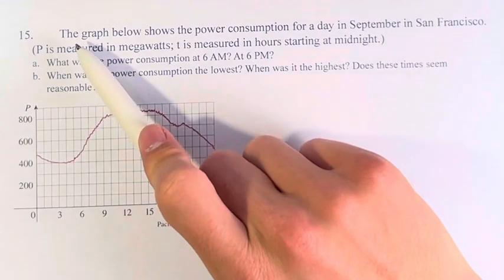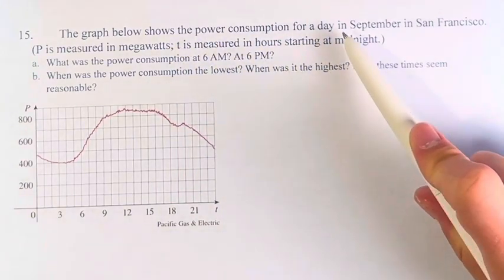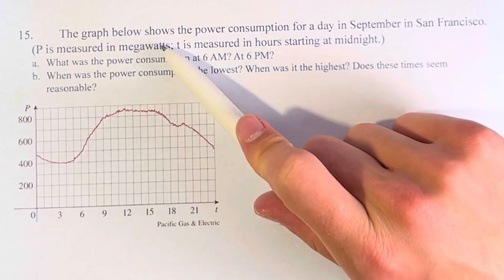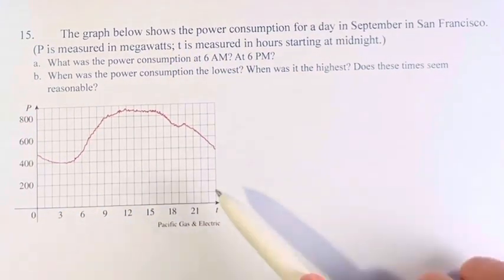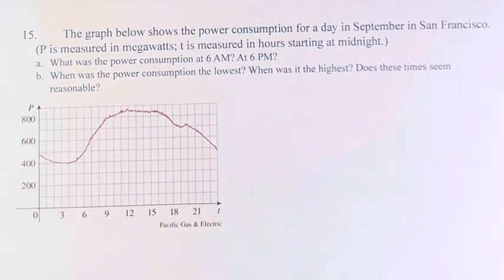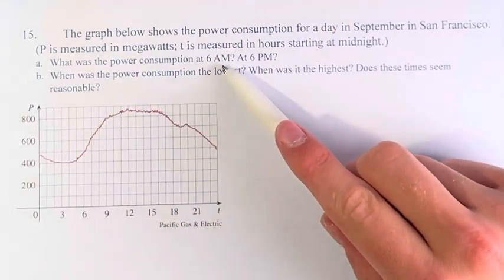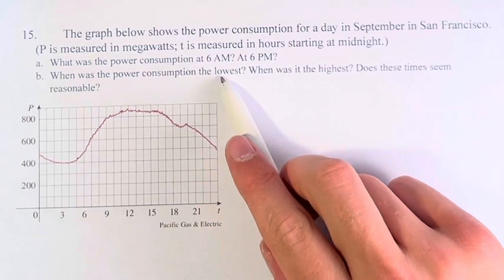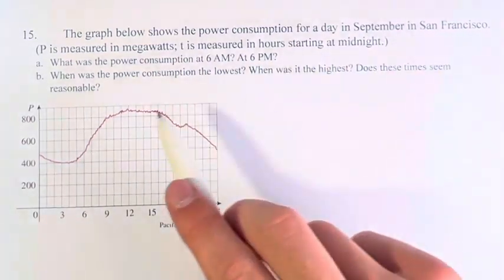In this problem, we're told that the graph below shows the power consumption for a day in September in San Francisco. P on the y-axis is measured in megawatts, and T on the x-axis is measured in hours starting from midnight. We're asked what was the power consumption at 6 a.m. and at 6 p.m., when the power consumption was the lowest, the highest, and do these times seem reasonable?